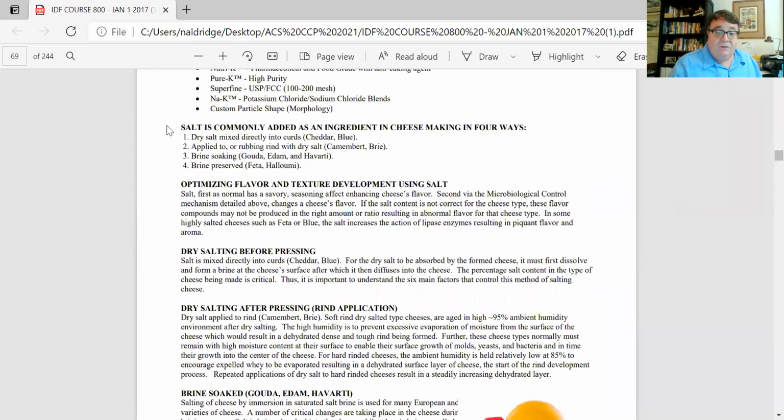But salt here, the next one though: salt is commonly added as an ingredient in cheese making in 4 ways. I would want to know that for sure for the test, especially whether you're going to use a dry rub or a brine solution. And it could get a little bit specific as far as which type is better for which style of cheese. They're probably not going to get too far down that rabbit hole, but definitely with brining and the dry rub.